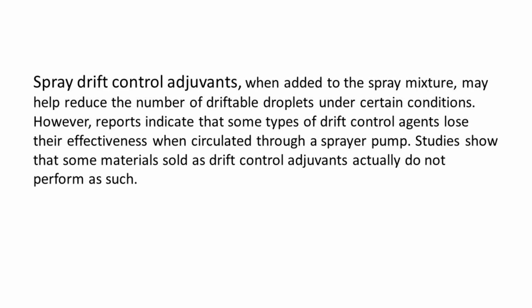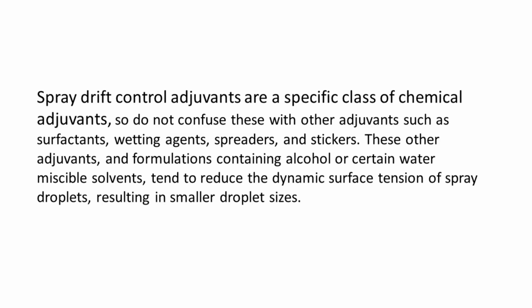Spray drift control adjuvants, when added to the spray mixture, may help reduce the number of driftable droplets under certain conditions. However, reports indicate that some types of drift control agents lose their effectiveness when circulated through a sprayer pump. Studies show that some materials sold as drift control adjuvants actually do not perform as such. Spray drift control adjuvants are a specific class of chemical adjuvants, so do not confuse these with other adjuvants such as surfactants, wetting agents, spreaders, and stickers. These other adjuvants, and formulations containing alcohol or certain water-miscible solvents, tend to reduce the dynamic surface tension of spray droplets, resulting in smaller droplet sizes.